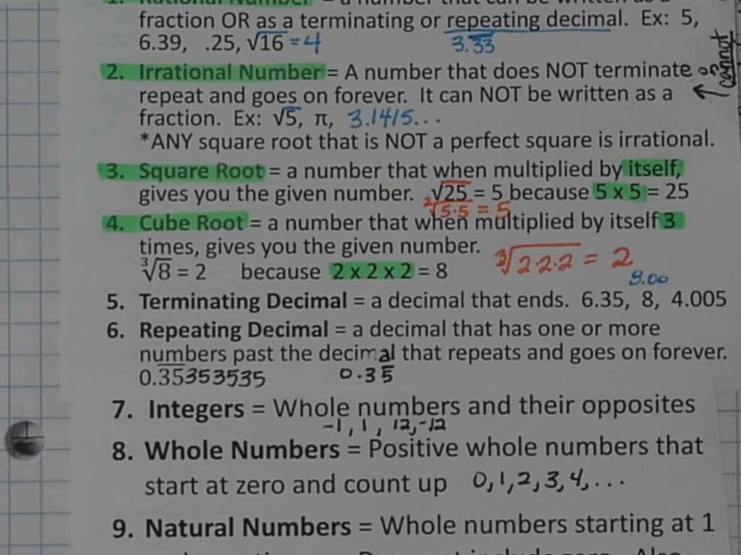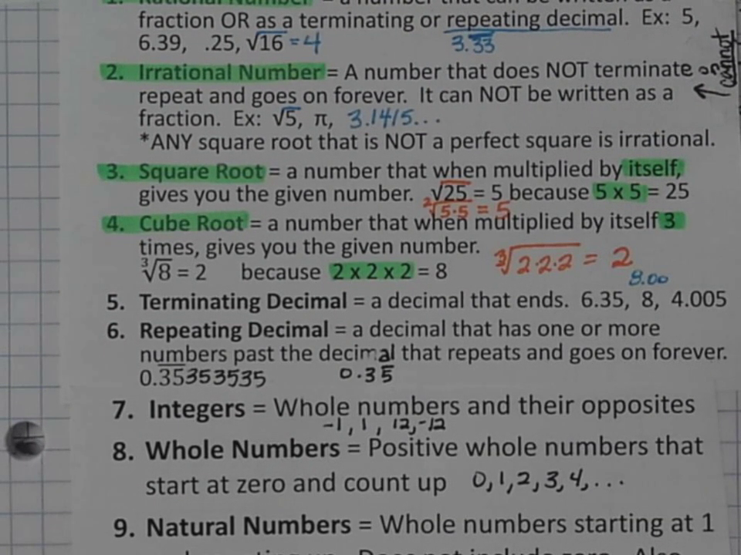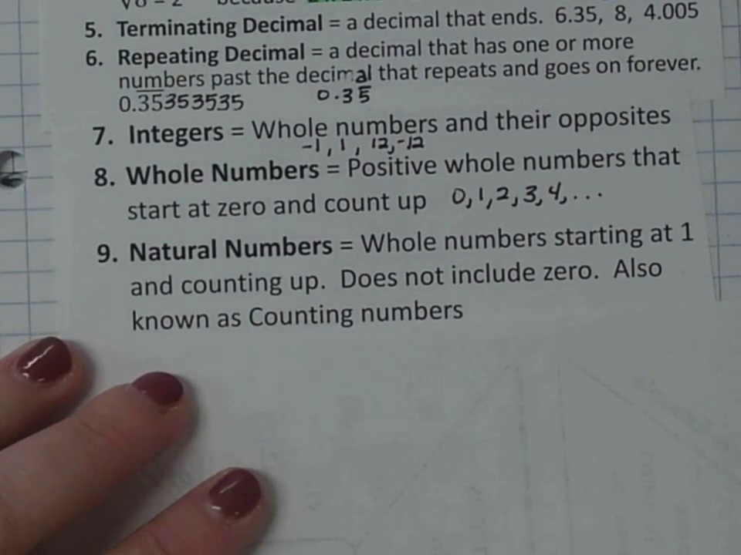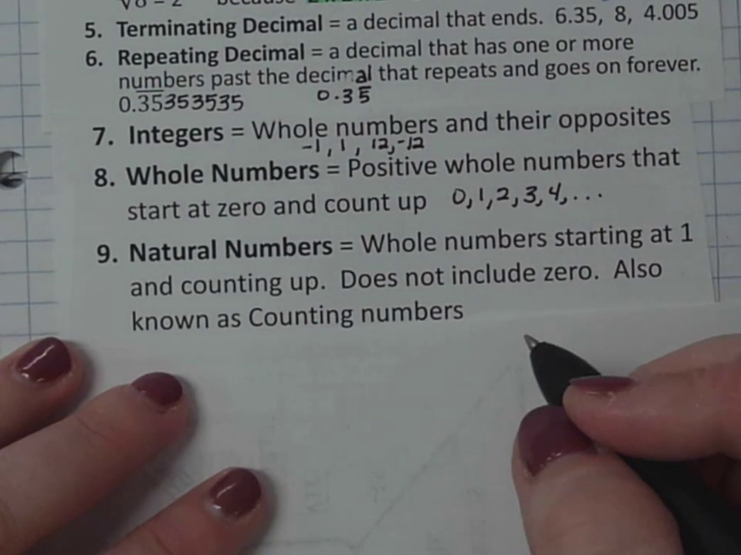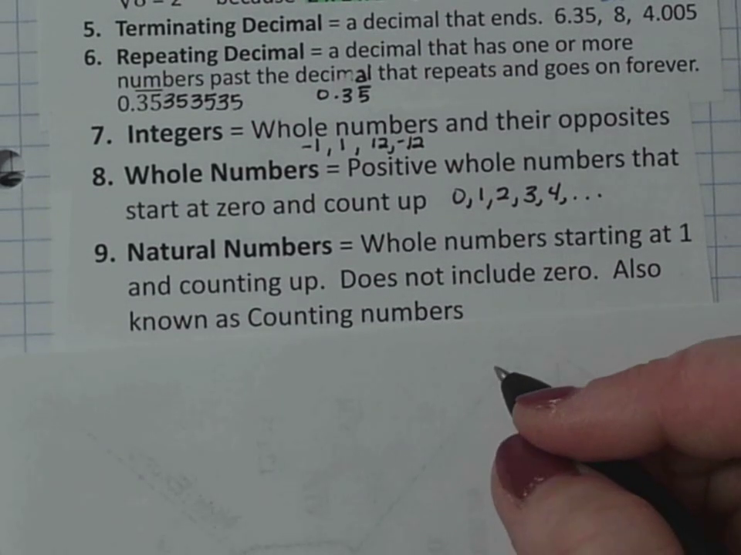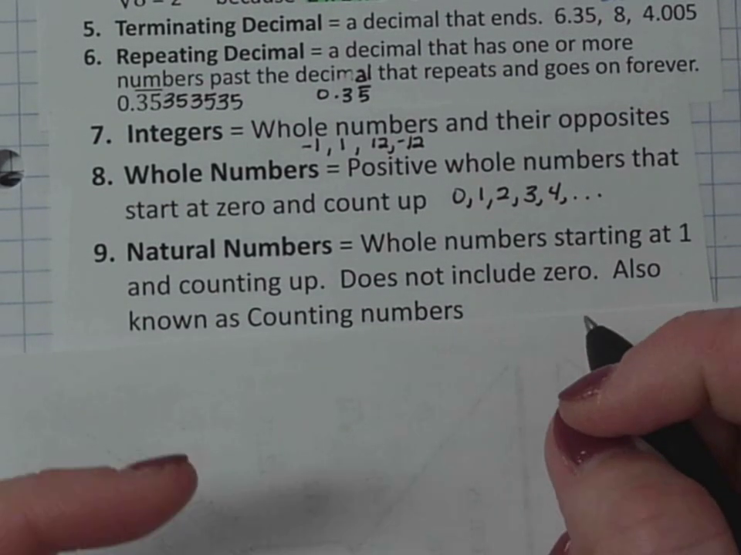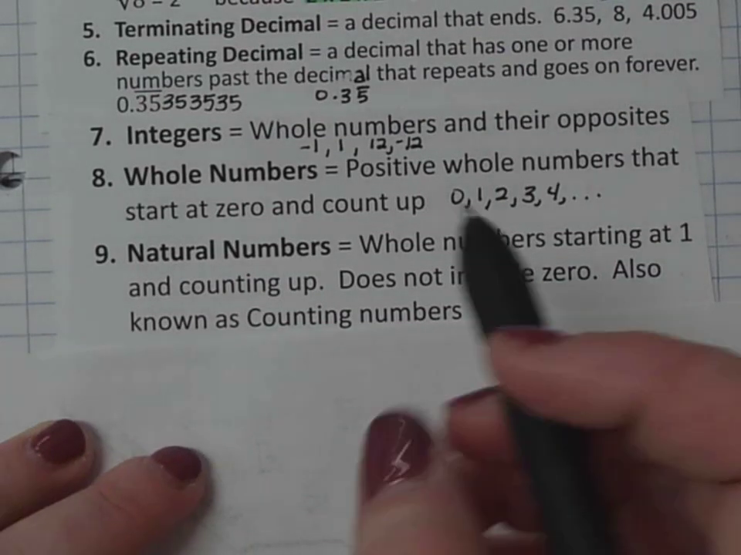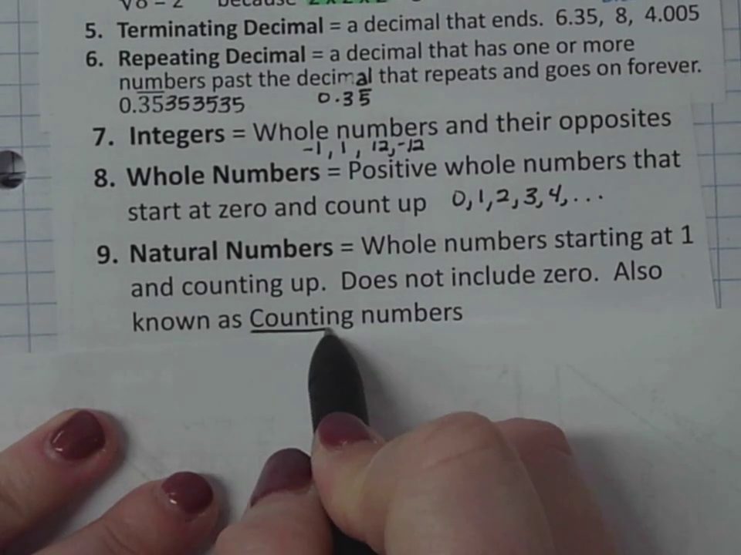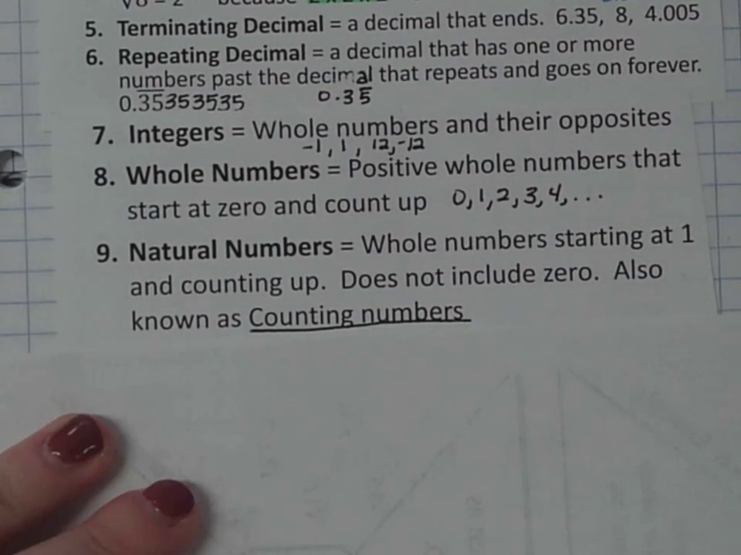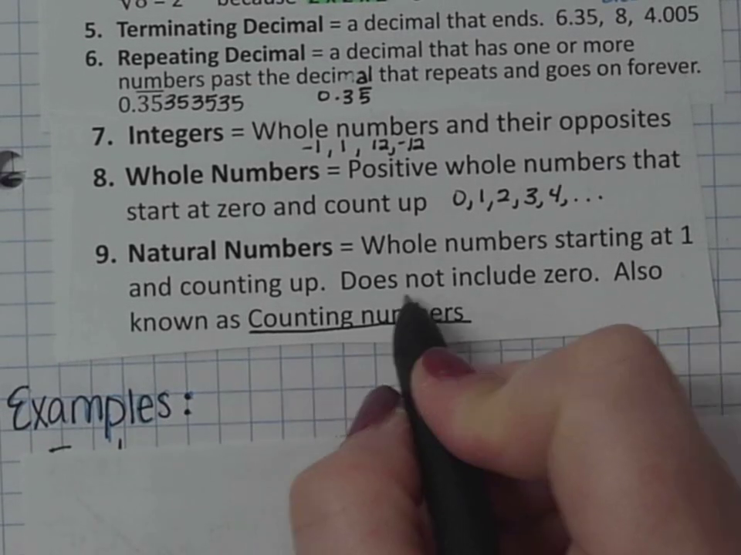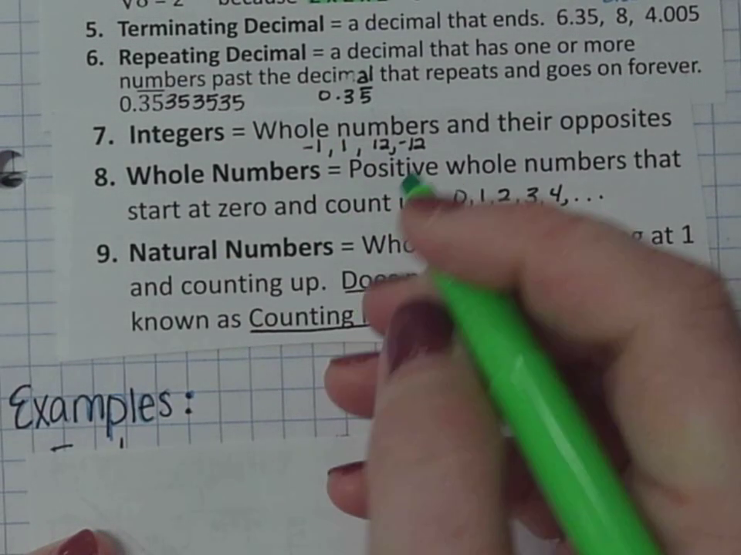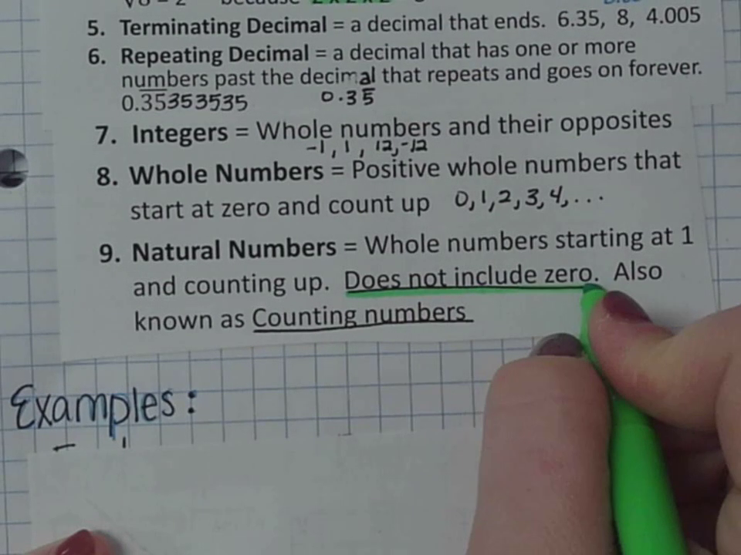Natural numbers are whole numbers starting at 1 and counting up. Oh, sorry. So natural numbers, 1, 2, 3. Usually whenever I tell students pick a number, they are going to say a positive number other than 0. So natural numbers are those numbers that you would just naturally think of. This is also known as counting numbers. Counting numbers, and notice it does not include 0. I should have highlighted that. So does not include 0.